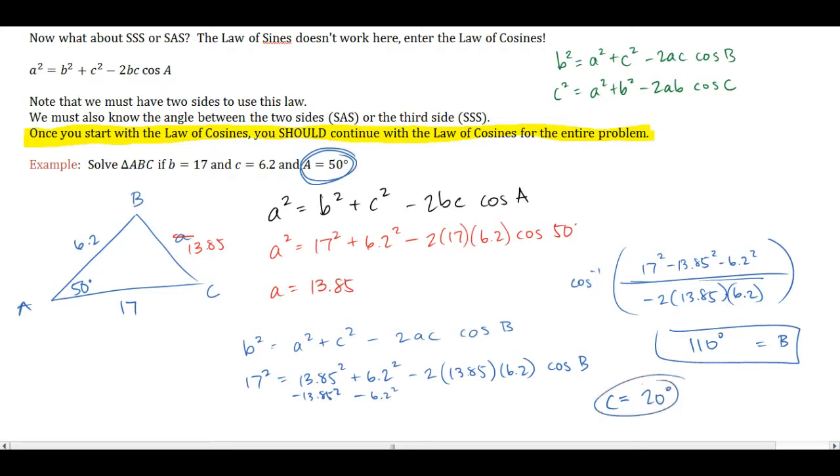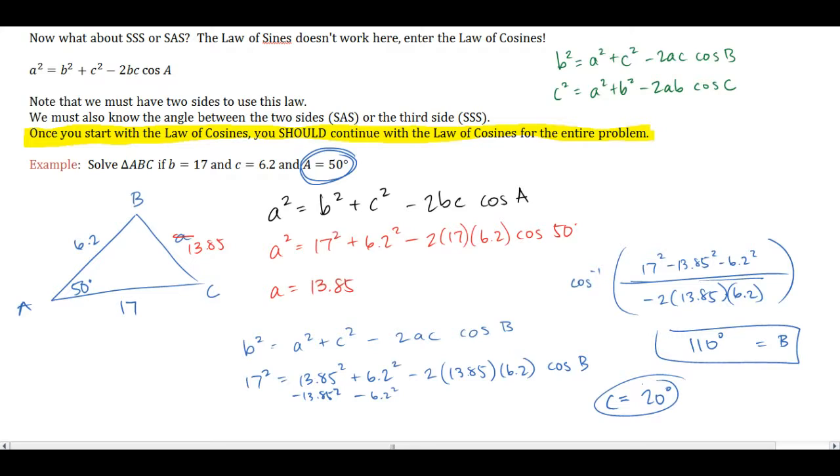And we now have all our sides. Now let's double check. B was the biggest angle and it had the biggest side. C was definitely the smallest angle and definitely has the smallest side. So I'm feeling super good. And that's your law of cosines. Once you use the law of cosines, use the law of cosines for the entire problem. And it's really only used in two cases, side angle side or side side side.